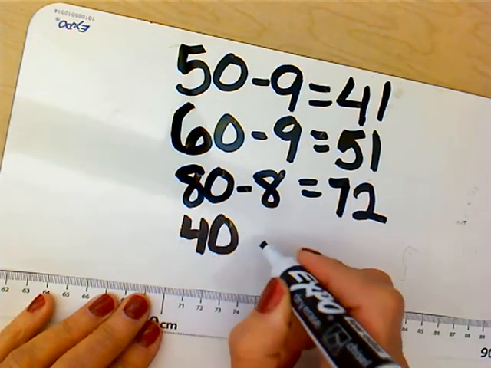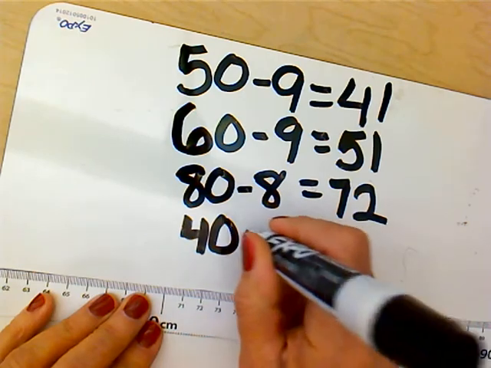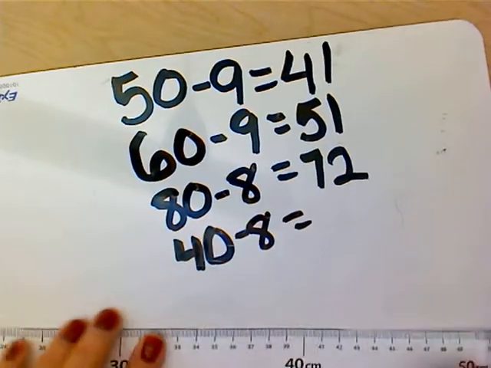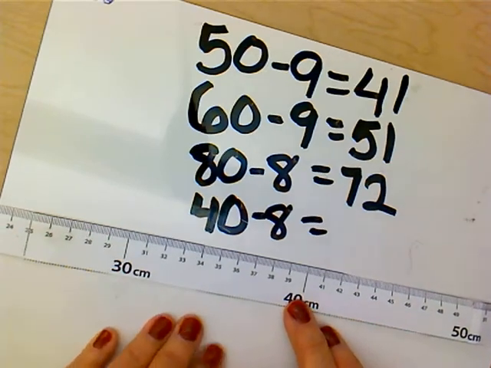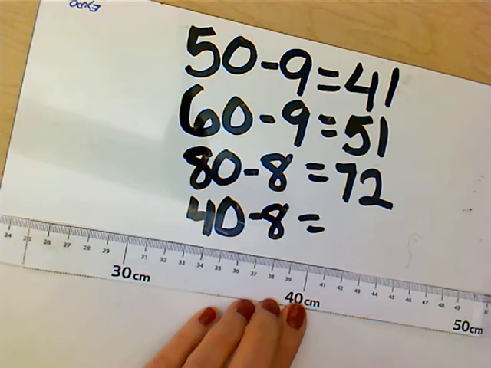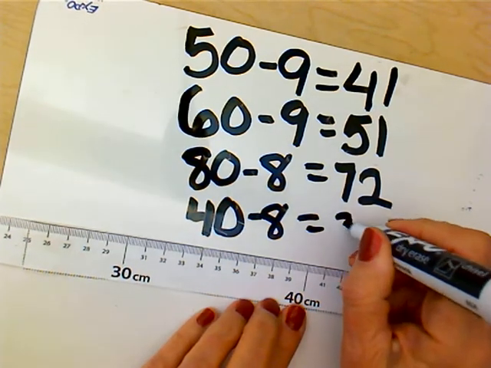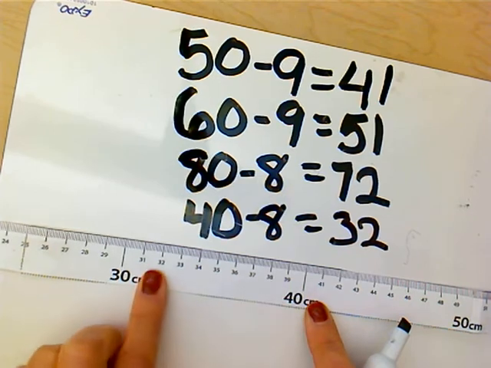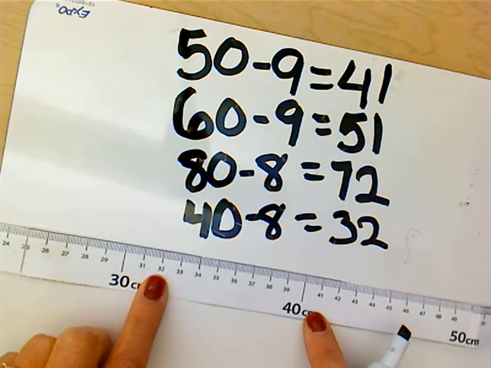So now we're going to start at 40, and we are going to take away 8. So get yourself over to 40. Take away 8 and tell me where you end up. 40, take away 8. If you said 32, congratulations. 40, take away 8 does put me at 32.